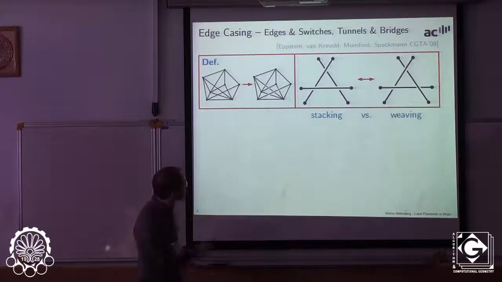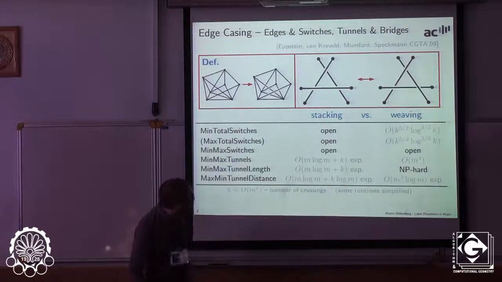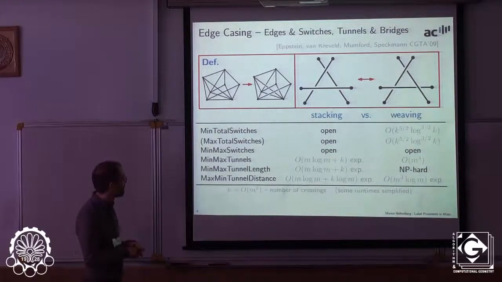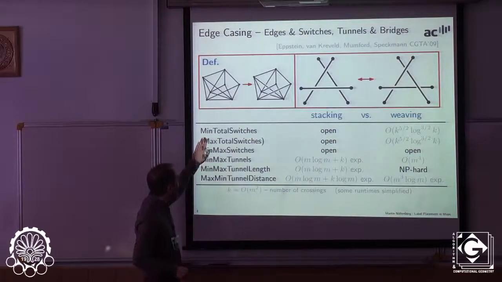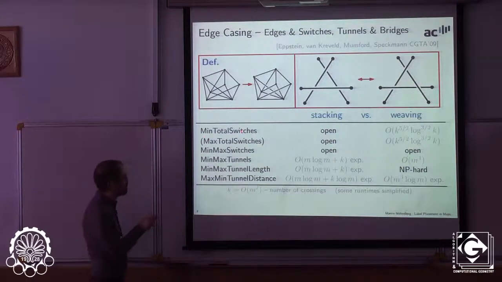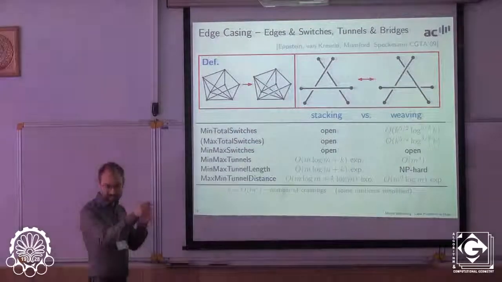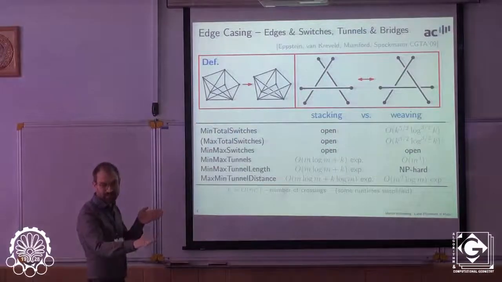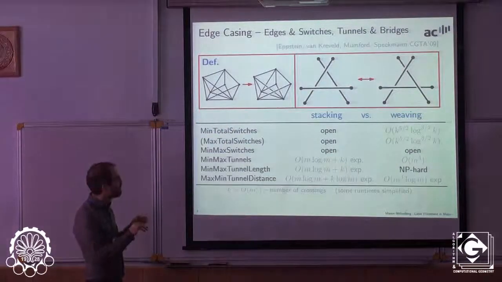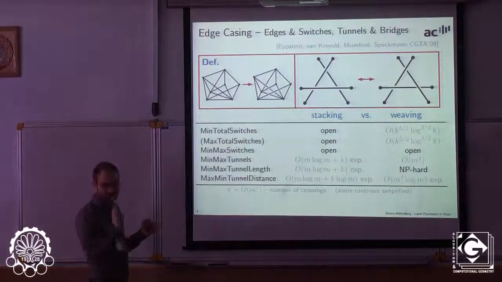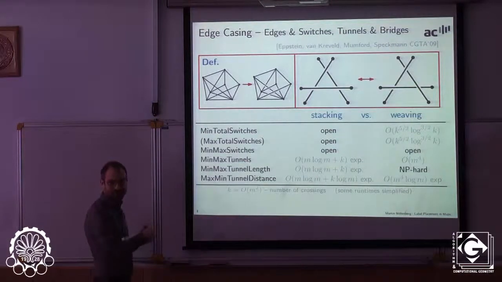Yes, so this is exactly the difference here between stacking and weaving. And some problems that you can try to optimize for these kind of edge-cased drawings, well, there's several of them. For example, you can try to minimize the total number of switches, where a switch is if you follow an edge and it overpasses some edges for a period of time and then goes to an underpass, that would be a switch. Because if it's always on top, there's no switch on that edge, and if it goes top and bottom, top and bottom, top and bottom, then there's many switches. Okay, so you can try to minimize kind of the total switches.